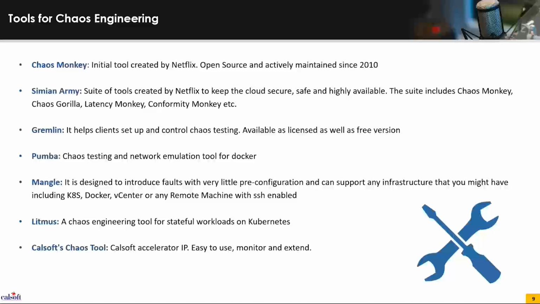Mangle is another interesting tool. This is open source by VMware. It supports a variety of systems like Kubernetes, Docker, and of course vCenter from VMware. In fact, on any remote machine which you can access via SSH, it helps you test chaos engineering on these different systems, and it's also easy to use in my opinion. Litmus is another tool which is specific to Kubernetes with stateful workloads, if that's the use case or that's the kind of system we're building and testing. So Litmus is another good tool.